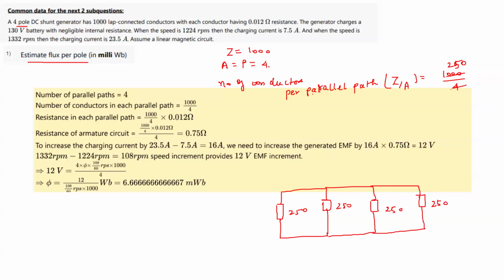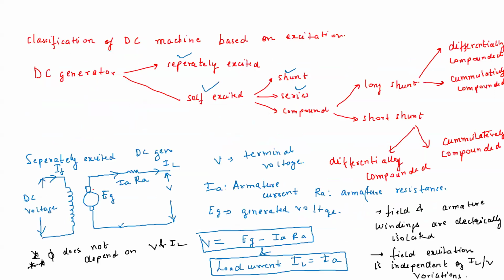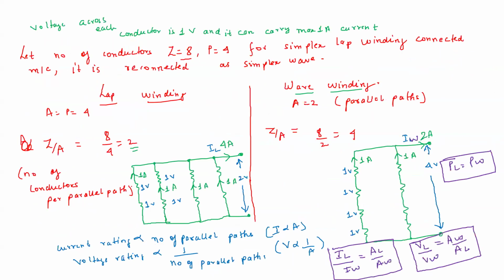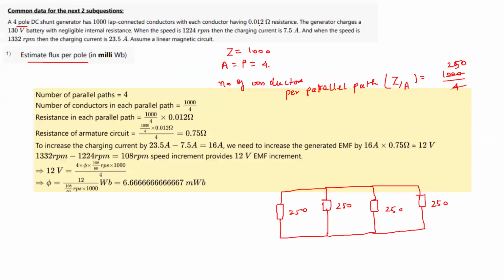Now it is said that each conductor is having 0.012 ohm resistance. Indirectly, they are telling you something, because what is armature resistance? In all these cases, the RA, the armature resistance, is due to these conductors. These conductors have some resistance, because of which there is RA. So by giving you the resistance of the conductors, they are telling you to calculate the armature resistance value. Okay, so let us calculate now.